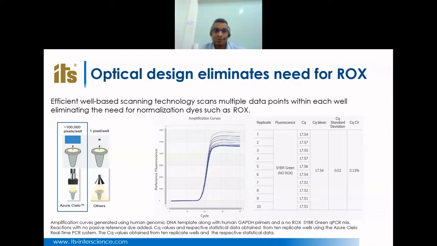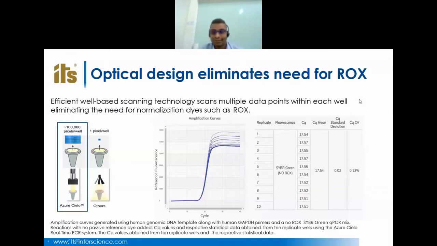The Azure Cielo also has an optical design that eliminates the need for ROX. Now, ROX is a normalizing dye. Certain qPCR instruments, especially the older ones that use a single light source, will have a lot of well-to-well variation. And to overcome the well-to-well variation, they are forced to use a normalizing dye such as ROX. So one of their dye channels will be reserved for the ROX dye, and say the remaining 5 channels they can use for their targets.